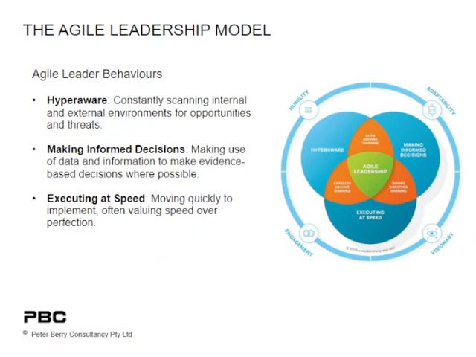The Agile Leader model also consists of the following three behaviours that reinforce agility. Hyper-aware refers to constantly scanning internal and external environments for opportunities and threats. Making informed decisions refers to making use of data and information to make evidence-based decisions where possible. Executing at speed refers to moving quickly to implement, often valuing speed over perfection.